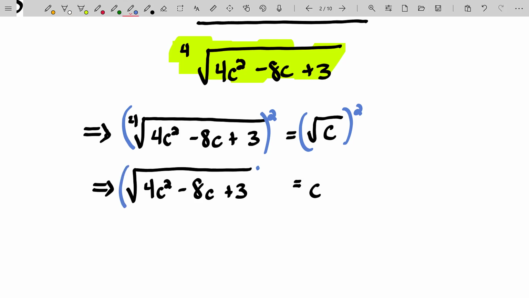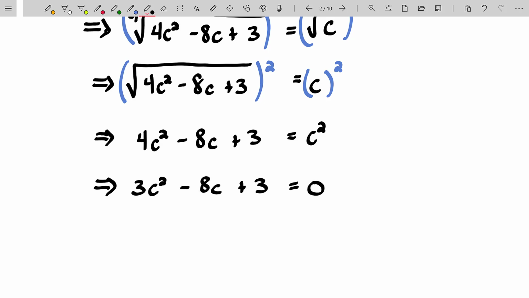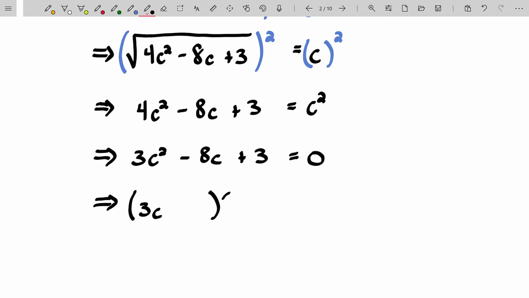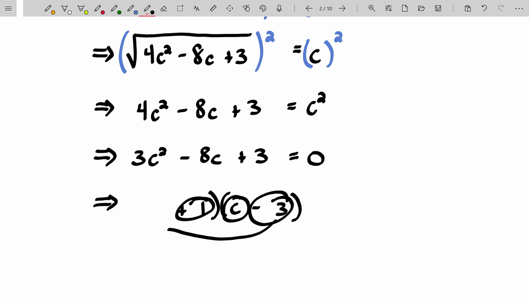But let's go ahead and square both sides on this equation. And now we're just going to subtract c squared from both sides, and you have a beautiful quadratic equation. We could see if that factors. Nope, it doesn't factor. The reason why I know it doesn't factor is, while 3c times c would be 3c squared, and let's see, negative 9c and plus 1c would give me a negative 8c. Unfortunately, positive 1 times a negative 3 would give me a negative 3, not a positive 3. So this does not factor.